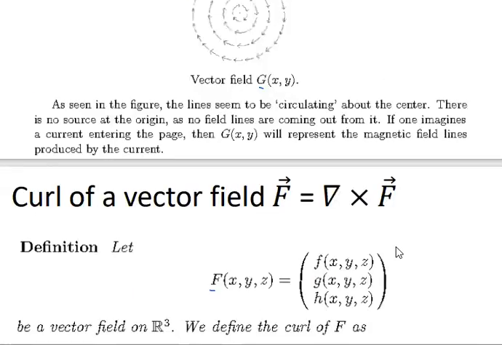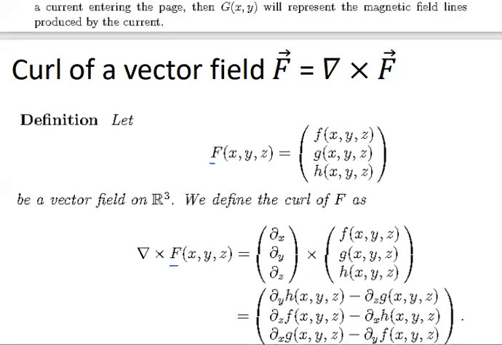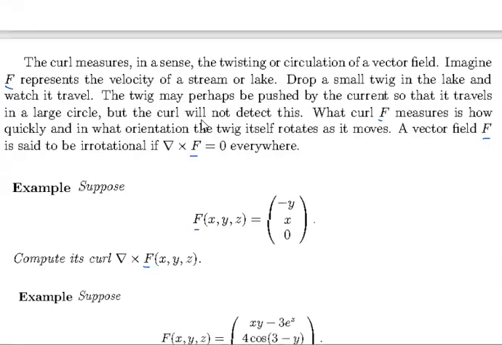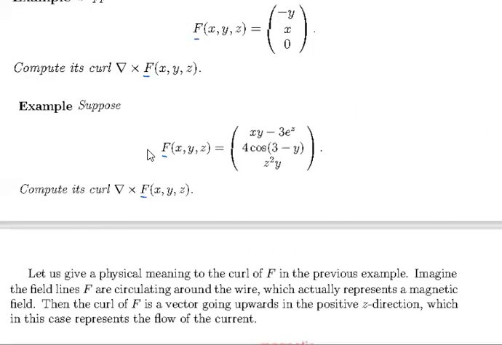At the same time, we were discussing the curl of a vector field. It is a measurement of the circulation of a field at a particular point. If you compute the curl of a vector field and it is zero everywhere, those kinds of fields are called irrotational, not rotating, fields.